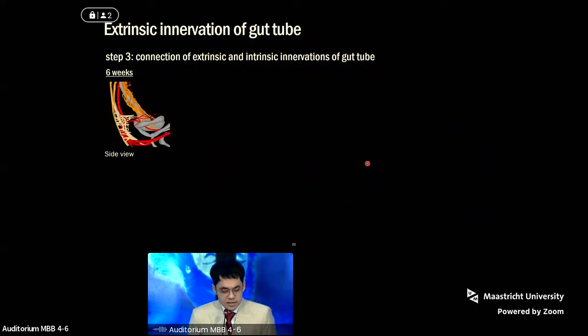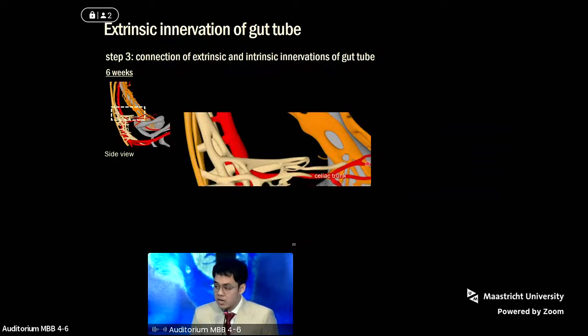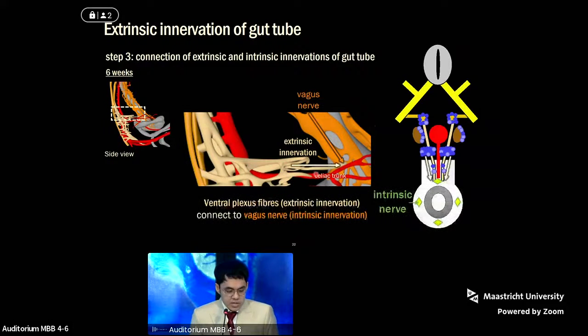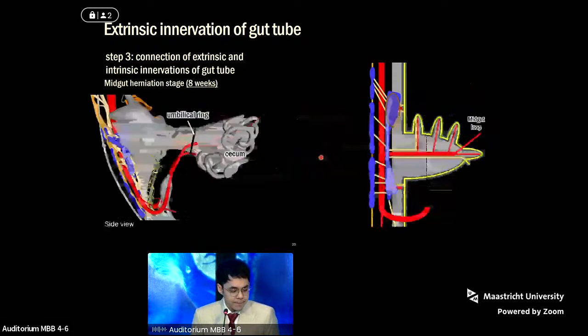Lastly, this is the third step, that is the connection of the extrinsic system and intrinsic system of the gut tube. These connections start at the level of the celiac trunk by the vagus nerve that I show you in orange here, connected with the nerve fiber in sand color that extends and wraps around the celiac trunk. So this one is the first connection of the extrinsic and intrinsic innervation.